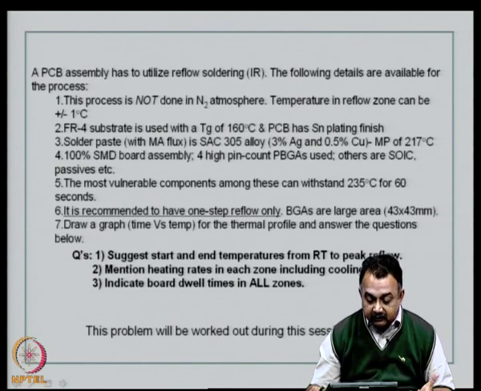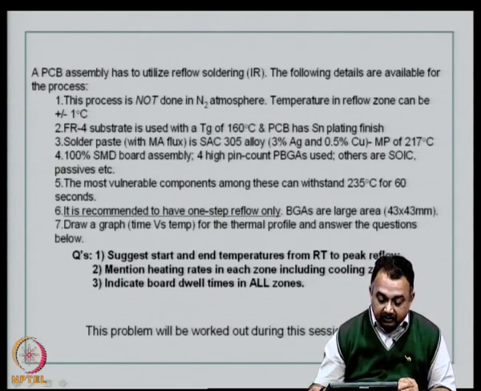So, SAC 305 alloy is basically a tin, silver, copper alloy, where the percentage of silver is 3 and copper is 0.5%, which has a melting point of 217 degrees centigrade. It is a 100% surface mount device assembly. There are 4 high pin count BGAs, plastic BGAs, that are used. Others are small outline ICs, passives, etc.